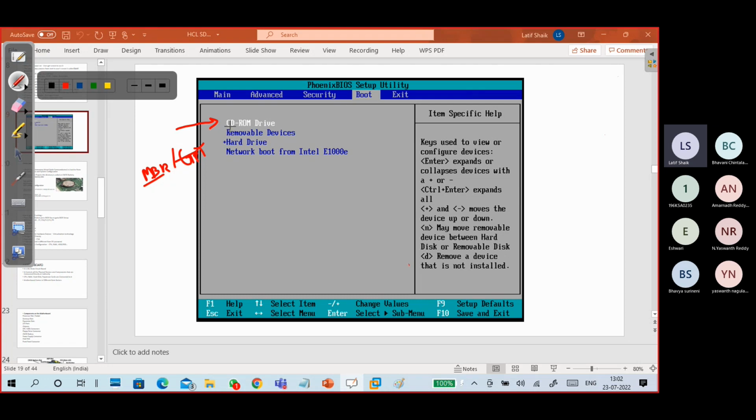In a CD-ROM, is there any bootable disk? Not there. Then it will go to the next one. In a removable device, like a pen drive, is there any bootable device? Is this hard disk having any bootable files? Like that, it will verify one by one. I'm telling again, guys. Check it.